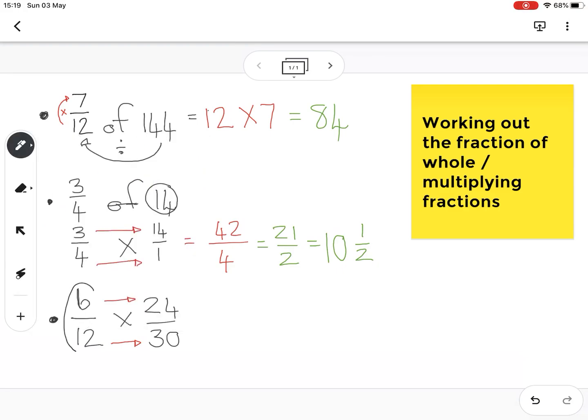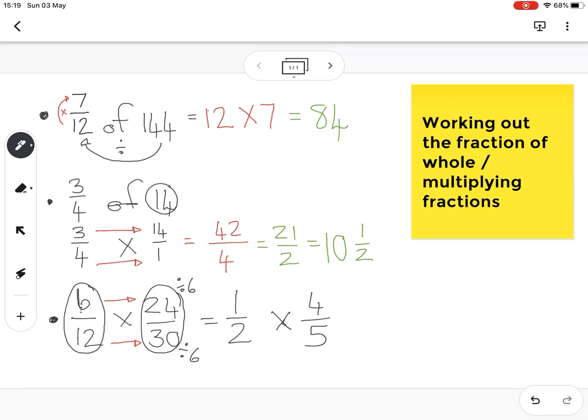Look at 6/12. 6/12, 6 is half of 12. That's the easiest way to see that that's a half. 24 over 30, well, they're both even numbers. So at least now I could half them to give me 12 over 15, but that can both still divide by 3. So actually I can divide both of these by 6. And that's going to give me 4 over 5.